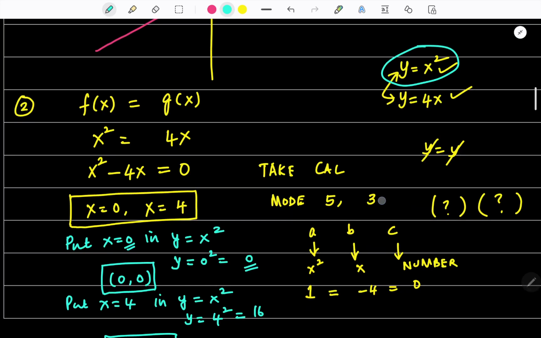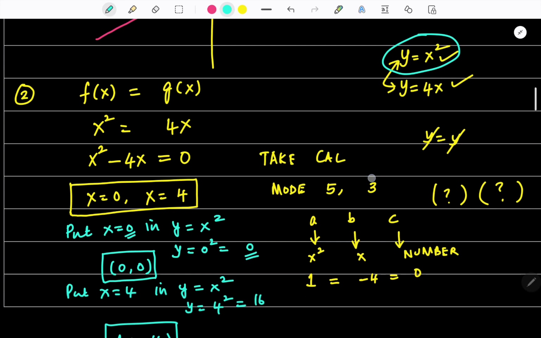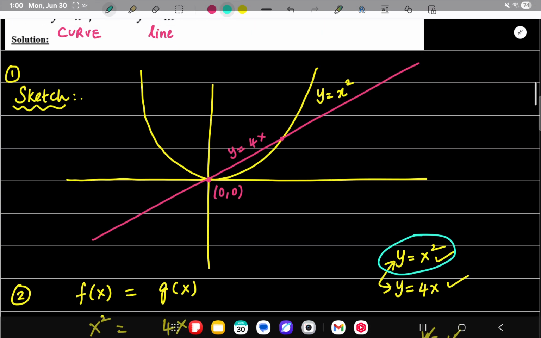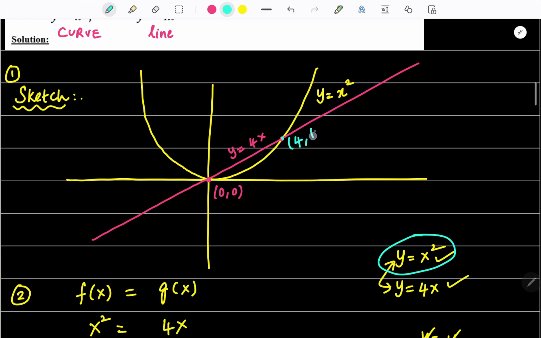So look at the diagram or the sketch. This point is 0, 0. The next point is what? 4, 16. This is 4, 16. Clear? So this is the place we are going to find out the area. Clear all of you? Right.